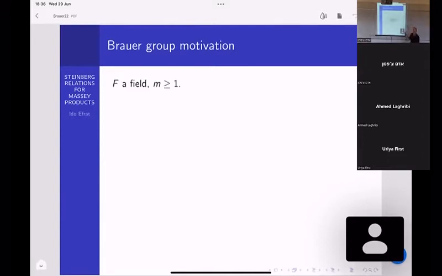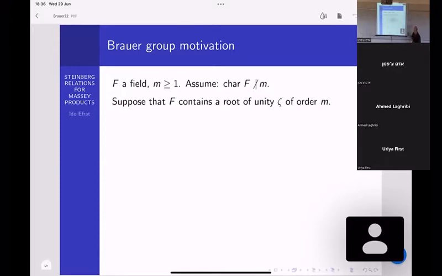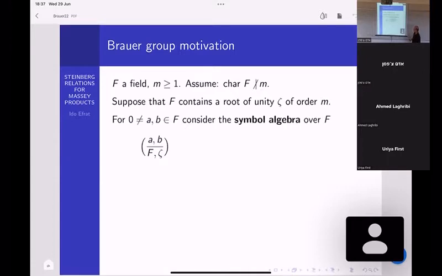For the whole talk, there will be a field F and a positive integer M, and I will always assume that the characteristic is not M. Now, let me assume for the moment, just for this slide, that we have in the field a root of unity of order M, and then we can speak about symbol algebras.